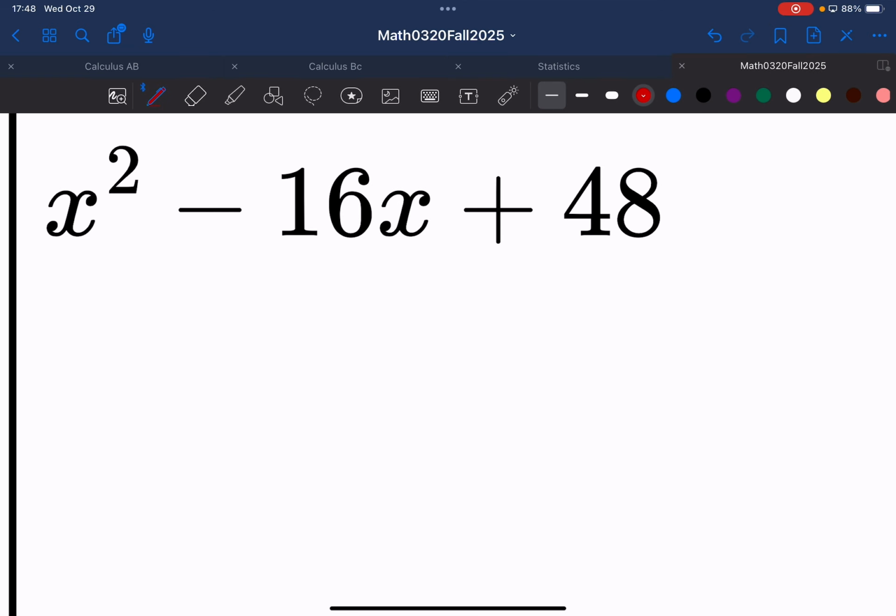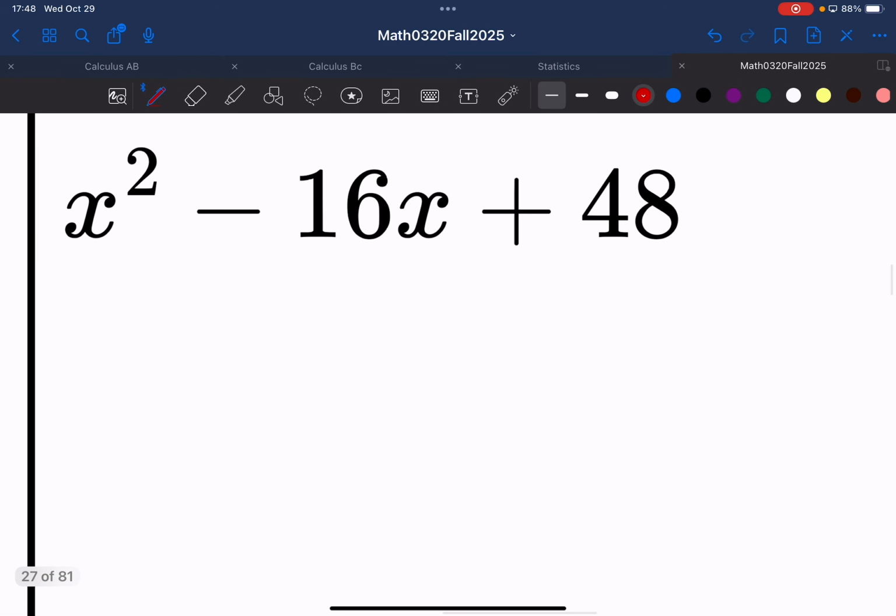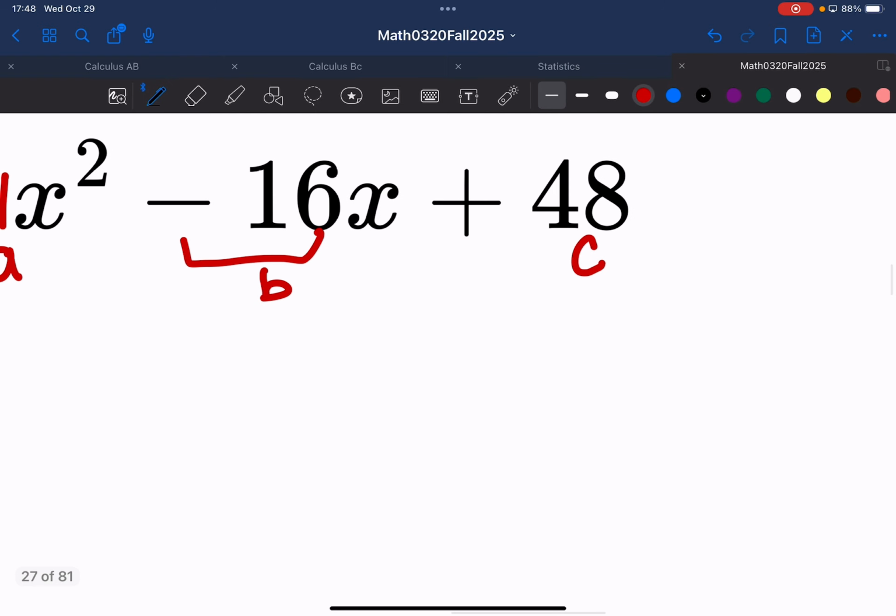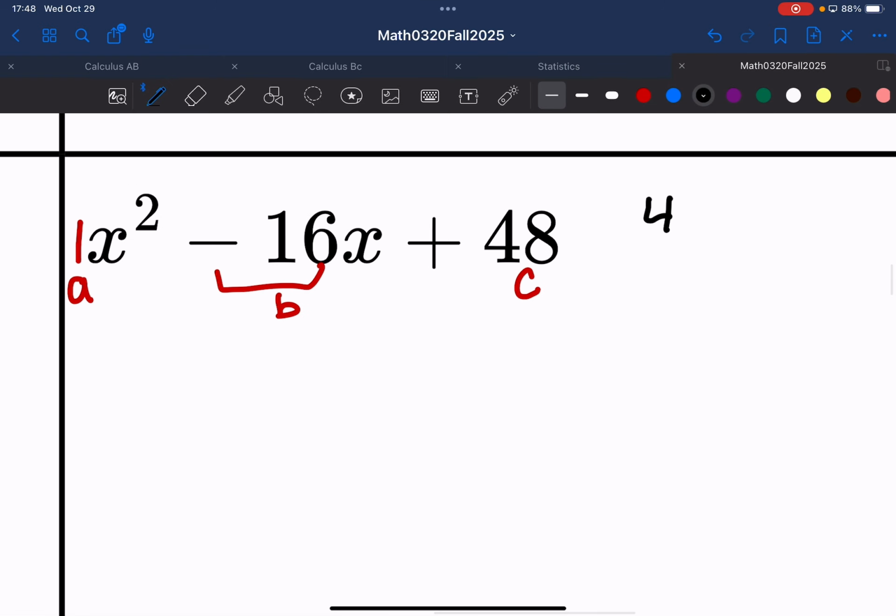Okay, so in this example, what is my A? 1x squared. Remember, it's only the numbers, so A is just 1. Okay, what is B? -16. And then C? 48. Okay, so two numbers that multiply to 48, but add to what number? -16.